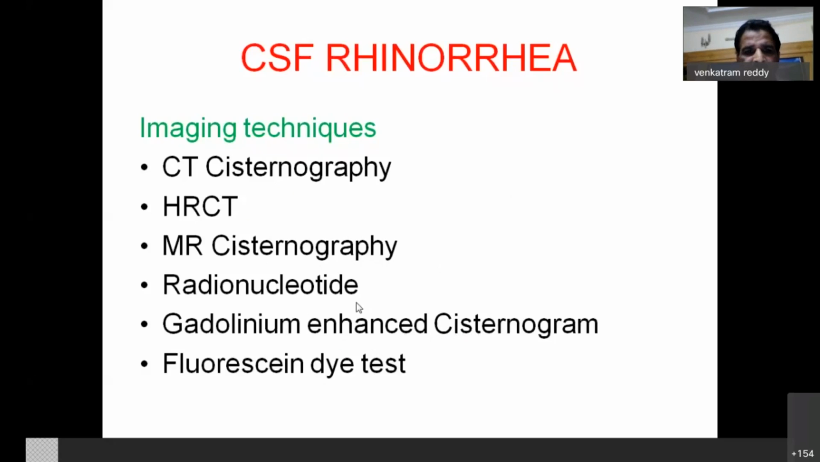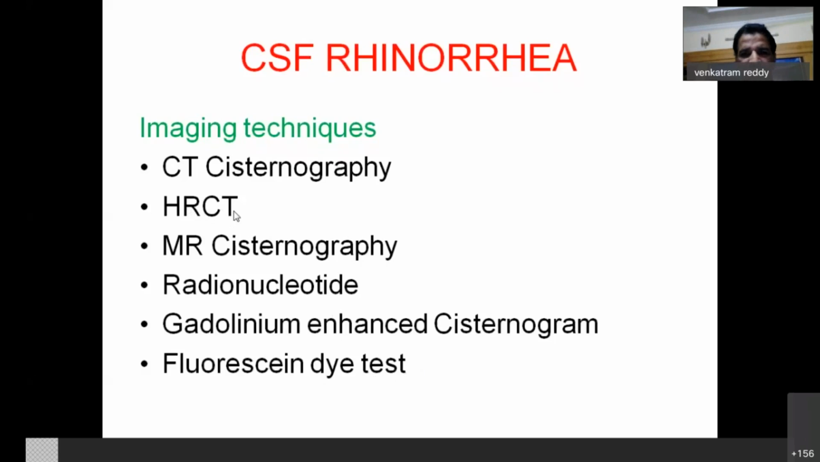So overall, if you look at the battery of investigations, fluorescein, of course, in difficult cases, is not permissible in India, but it is there in Western countries, and it is a highly sensitive test. This also is useful only when there is an active leak. High resolution CT scan means you can identify the bony defect. So overall, I think so many are there.